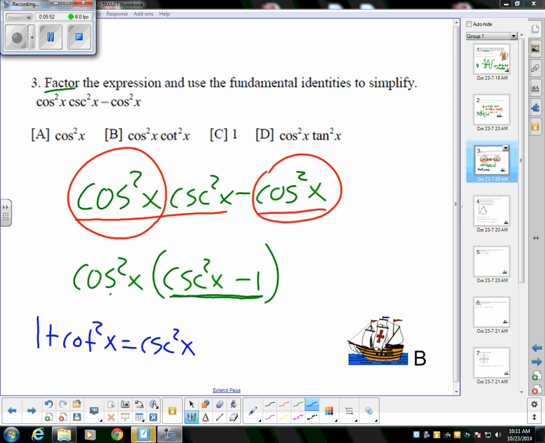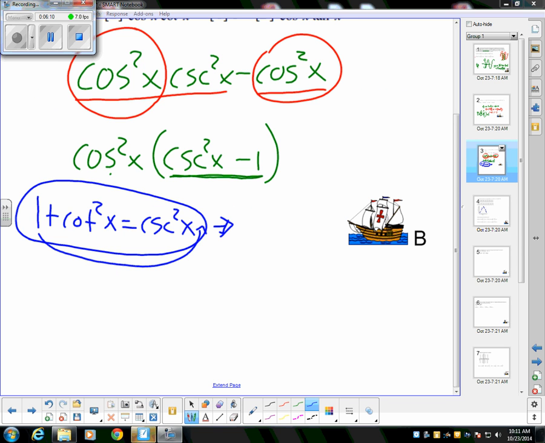Now here's what we want to know. Can we take this identity that I'm circling and somehow manipulate it so that we have cosecant squared of x minus 1? Yes, if we subtract 1 from both sides. So what it's saying is that the cotangent squared of x is equal to the cosecant squared of x minus 1.